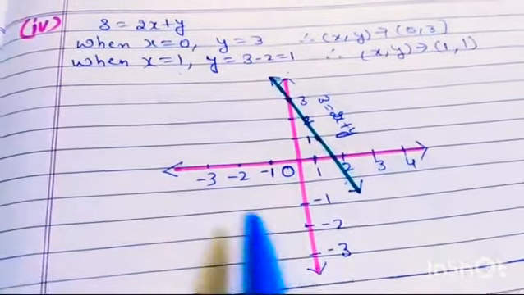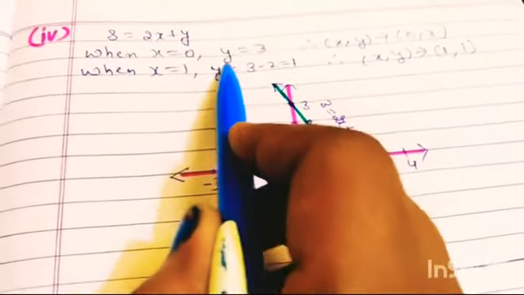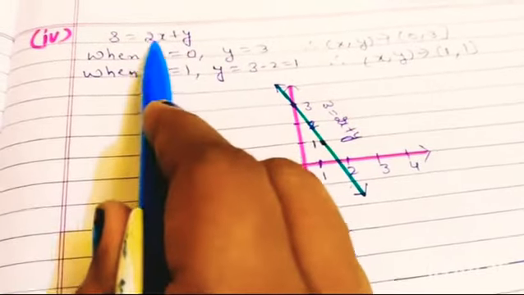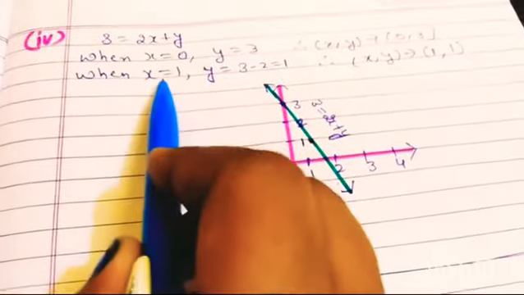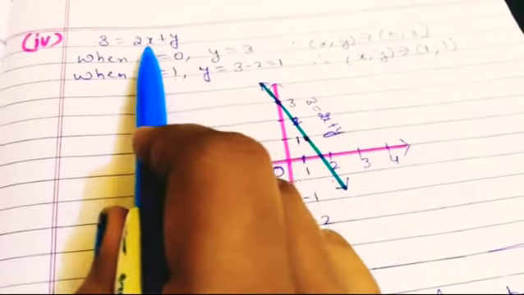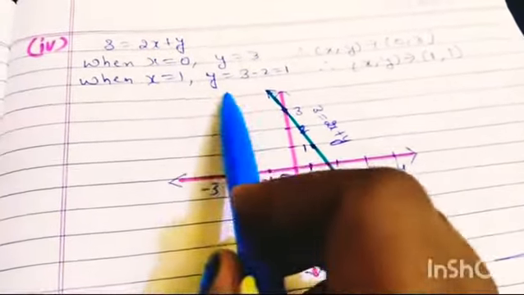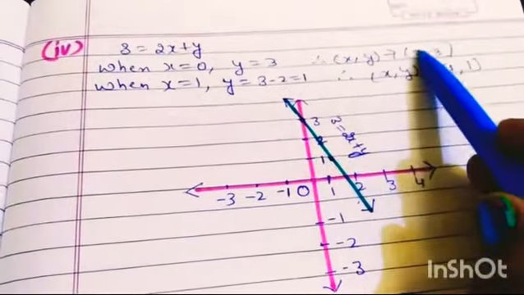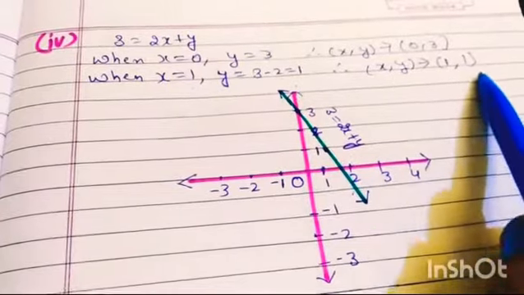Then the fourth part is 3 equal to 2x plus y. Now when x equal to 0, then 2 zeros are 0, therefore y equal to 3. Then when x equal to 1, then y equal to 3 minus 2, because 2 ones are 2. Here we have taken the value of x as 1. Therefore y equal to 1. Therefore these both points are values of x and y: one is 0 comma 3, second is 1 comma 1.